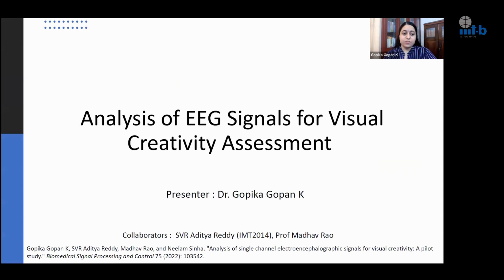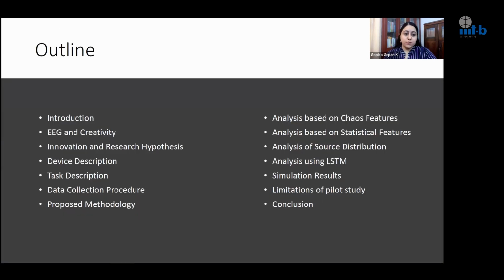For this session, we'll be talking on analysis of EEG signals for visual creativity assessment. This work also had collaboration from an IIM Tech, SVR Aditya Reddy, and also Professor Madhav Rao. So the outline of the work is as follows. We'll introduce EEG creativity, the innovation, the device used, task description, data collection, proposed methodology, followed by analysis and simulation results.